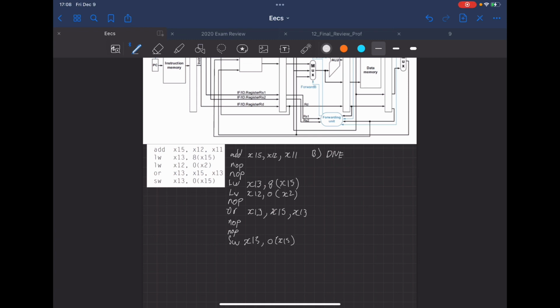Okay, and that earlier question was specifically the one where we had the, what's it called?